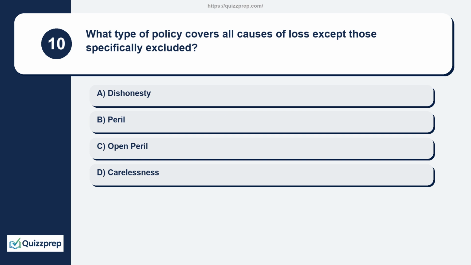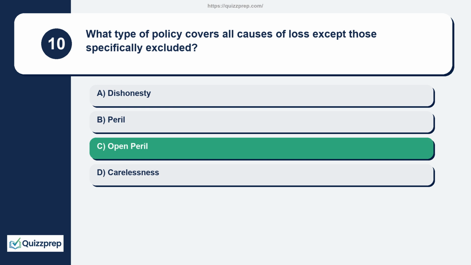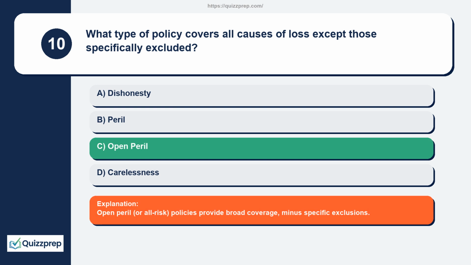Question 10. What type of policy covers all causes of loss except those specifically excluded? Dishonesty, peril, open peril, carelessness. Open peril, or all risk, policies provide broad coverage, minus specific exclusions.